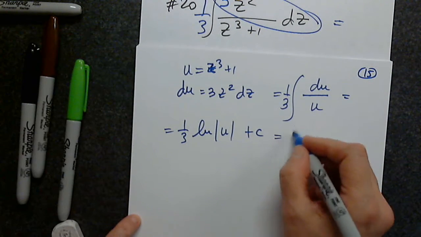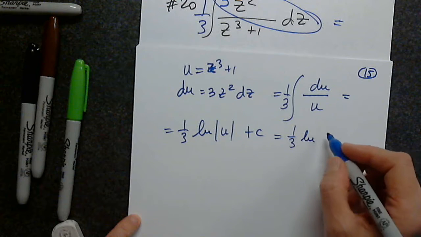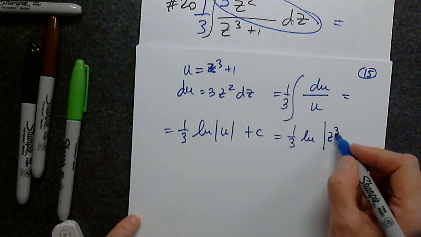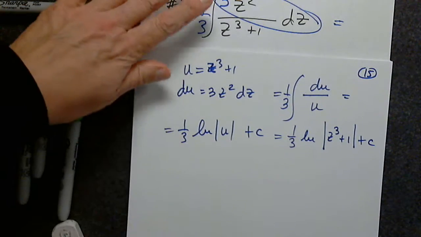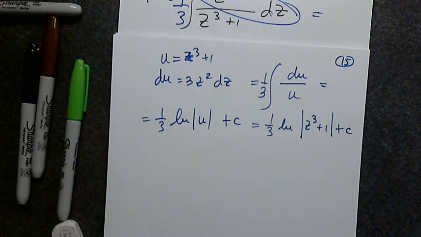Okay, so 1/3 natural log of the absolute value of z cubed plus 1 plus a constant c. Is this clear? Yes. Okay, let's look at more.